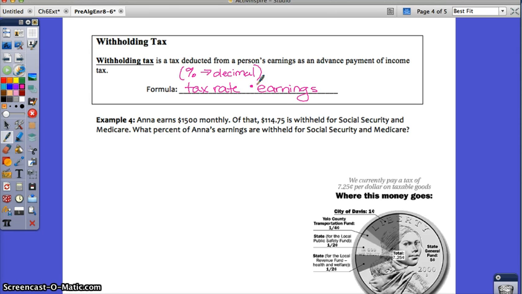So Anna earns $1,500 monthly. Of that, $114.75 is withheld for Social Security and Medicare. What percent of Anna's earnings are withheld for Social Security and Medicare? So what percent of her earnings are withheld from her? Well, we know that the withheld tax is going to be equal to the rate times her earnings. Fill in what you know and make sure you fill them all in the correct spot.